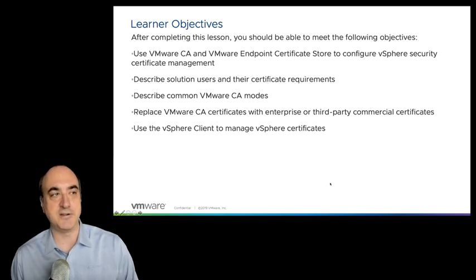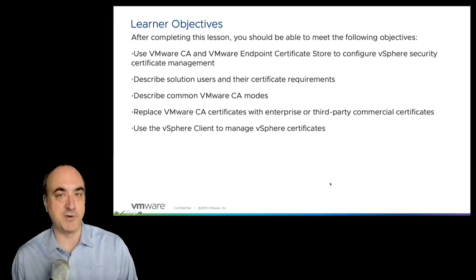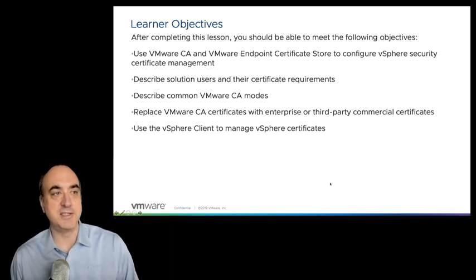So we'll take a look at what the Certificate Authority is. Also a service that runs on vCenter, formerly running on the Platform Service Controller, is something known as the VMware Endpoint Certificate Store, also known as VECS. That's a place that we store certificate information. We'll also have an understanding of a few different components of the VMware certificate management environment, which involves things like solution users and their certificate requirements, machine certificates, and so on.